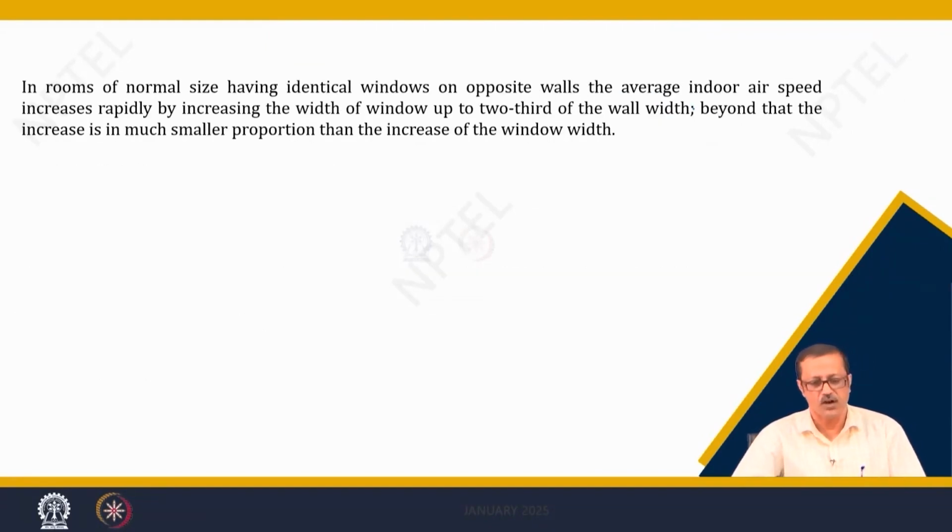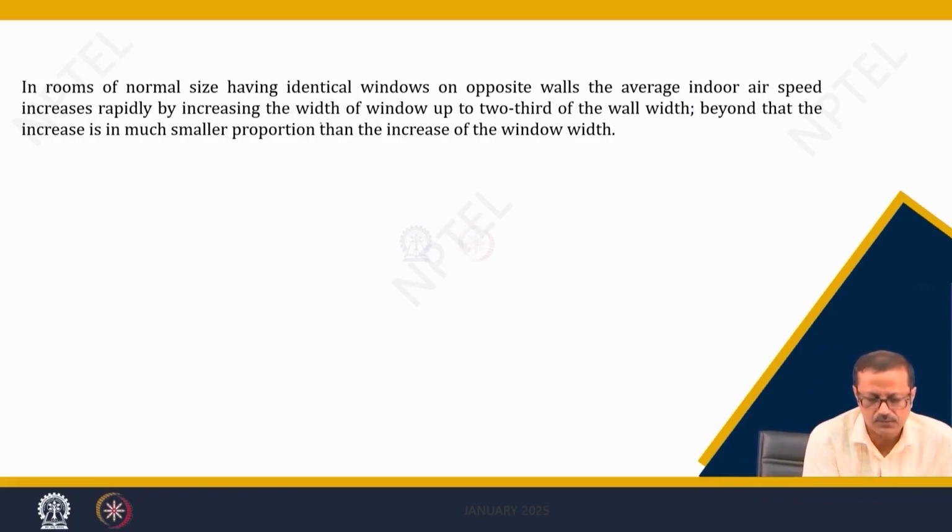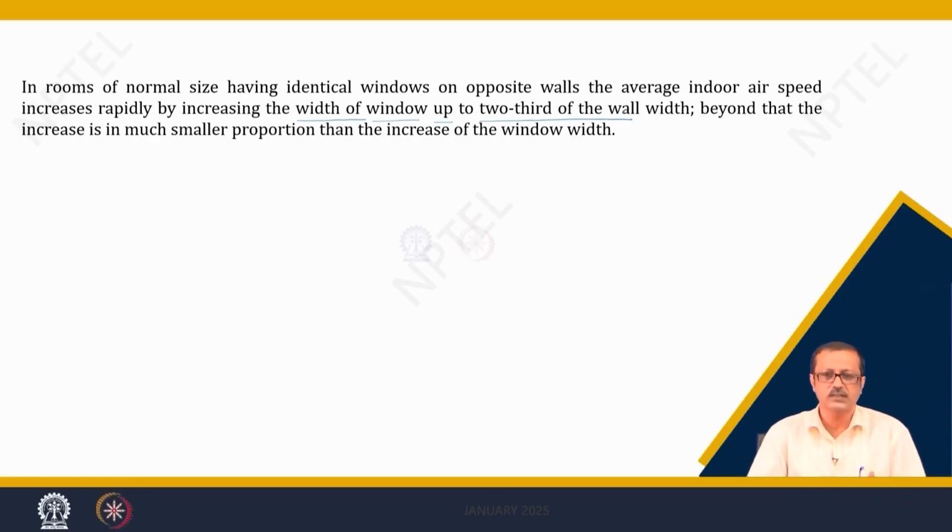In a room of normal size, we can go for windows in the opposite direction, or the cross direction, or adjacent directions. So what we can say is that if we want good ventilation, the width of the window can go up to 2/3 of the wall. So, 1/3 may be solid wall and 2/3 may be window. That is the maximum we may go. Beyond that, there will be no such increment.